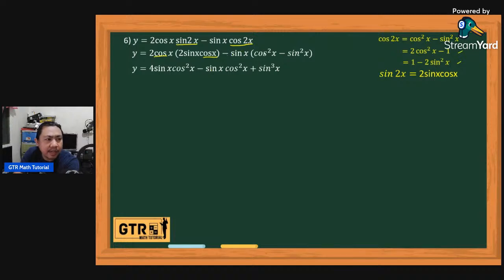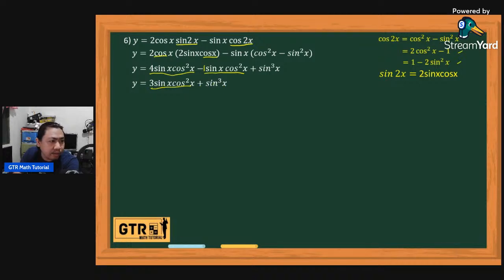So negative sine x times cosine squared x, so that is negative sine x cosine squared x, and negative sine x times negative sine squared x, that is positive sine cube x. So we can combine this. As you can see, like terms: sine x cosine squared x and sine x cosine squared x. So we have 4, and this as 1, may invisible 1. So 4 minus 1, that is equal to 3. Ayan, 3 sine x cosine squared x plus sine cube x.